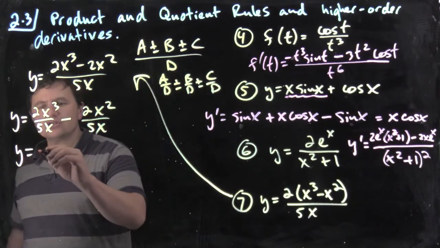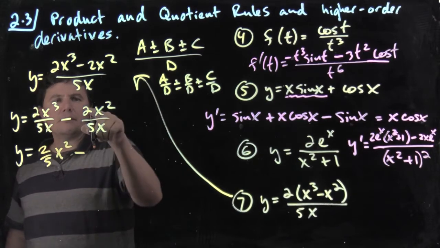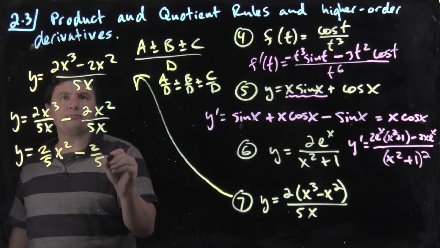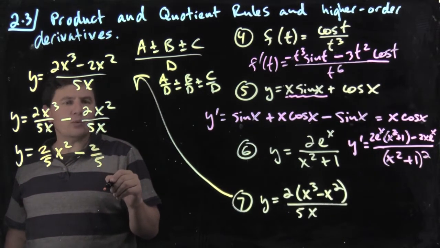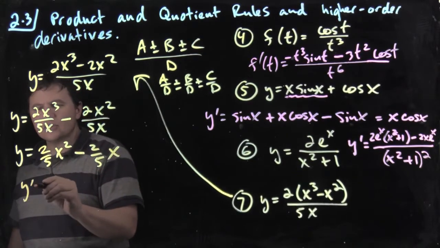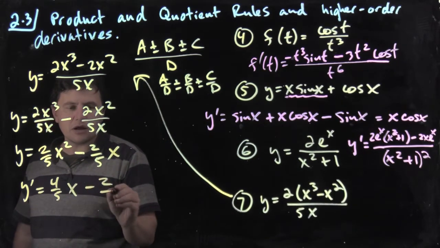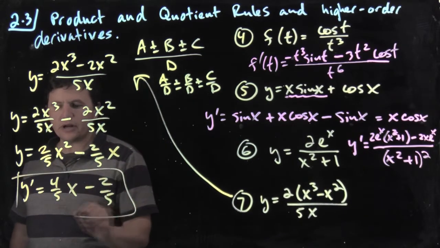So 2 over 5 is 2/5. X to the third over x is x squared. Minus 2 over 5, that's 2/5 again. Okay? And then we have x squared over x is x. Now, let's take the derivative. So that'll give us 4/5 x. Really easy here. And that is a pretty nice derivative.